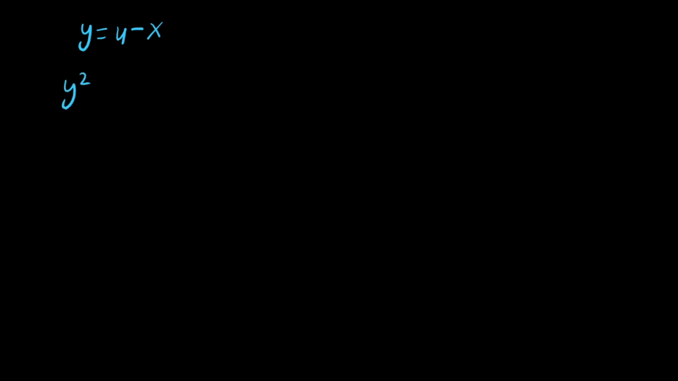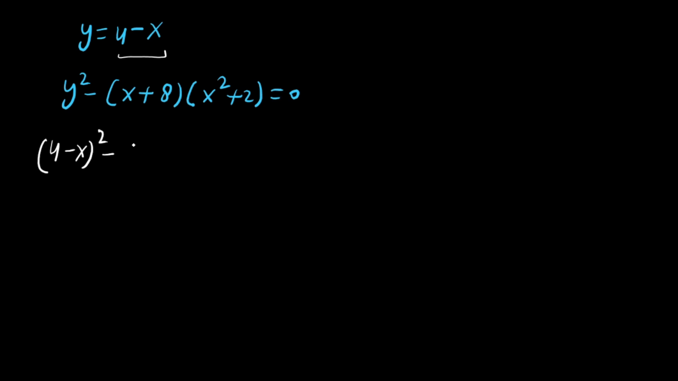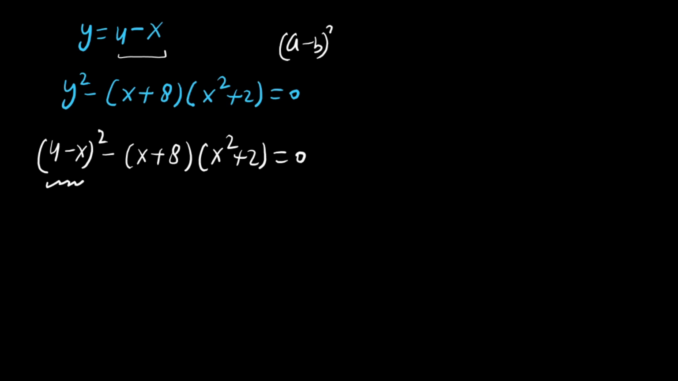(y square minus x plus 8) is multiplied by (x square plus 2), and this equals 0. Then y is replaced by 4 minus x, so (4 minus x) whole square minus x plus 8, times (x square plus 2), equals 0. Here we apply the algebraic identity of (a minus b) whole square, which is a square plus b square minus 2ab.